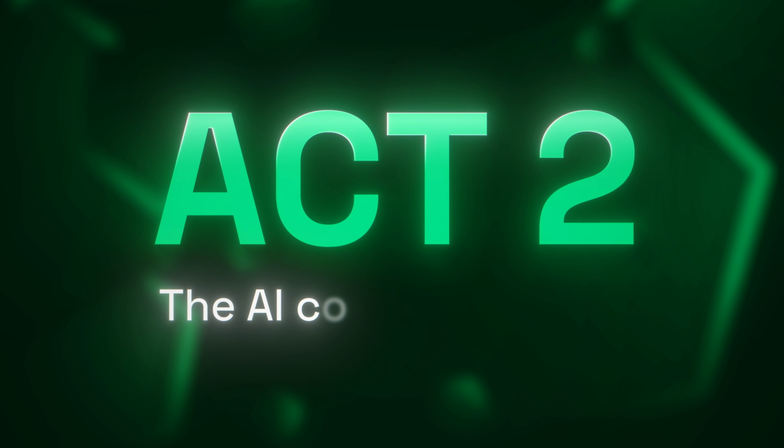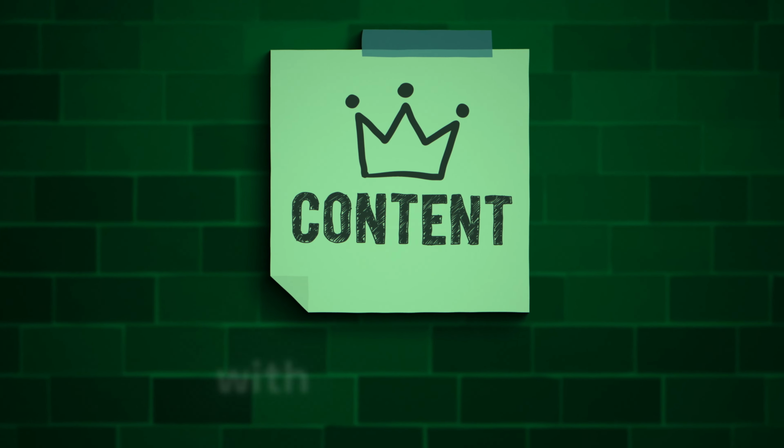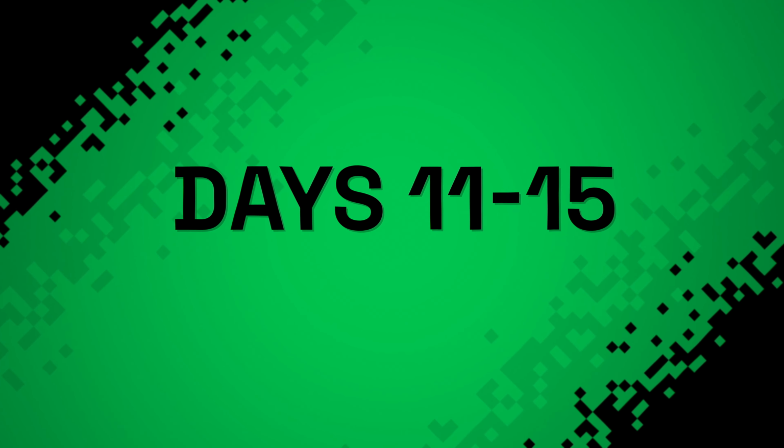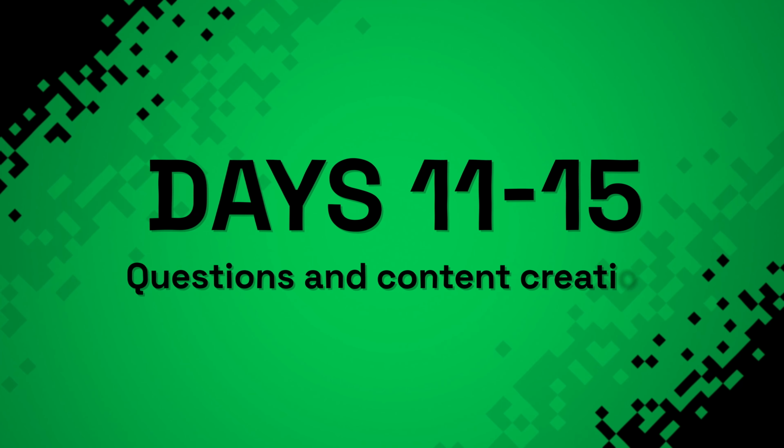Act 2, the AI content system. All right, so this is where things get fun. We've gone ahead and built a strategy in the last section. Now it's time to create content with AI precision. Next, day 11 to day 15 is all about questions and content creation, which is basically just building the content the right way from day one.